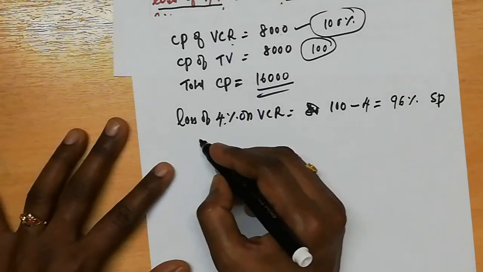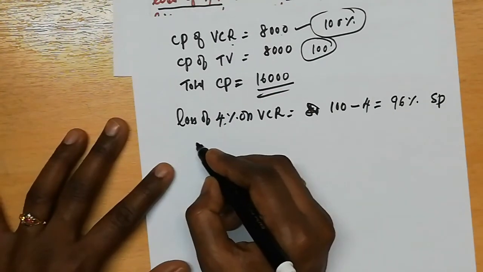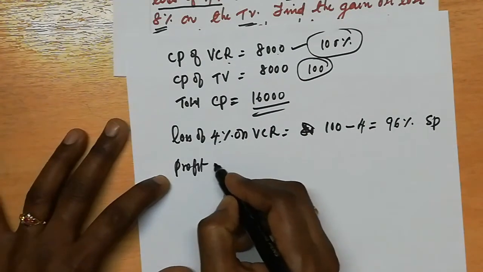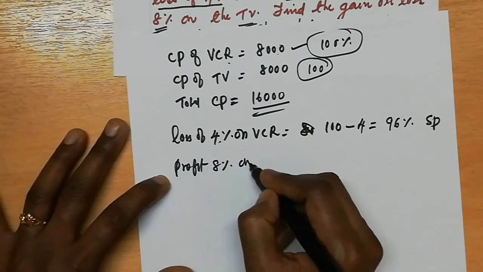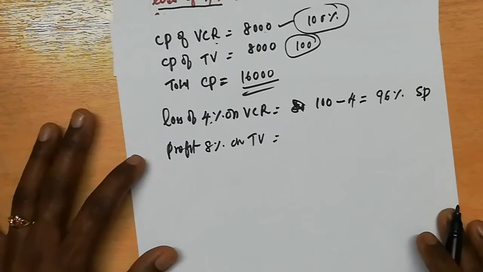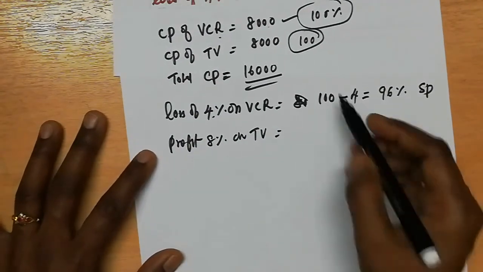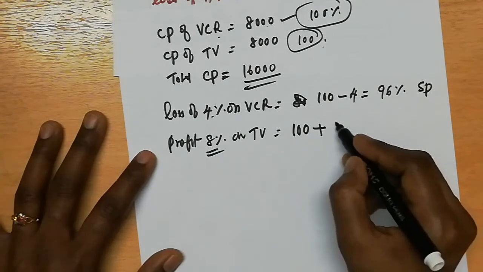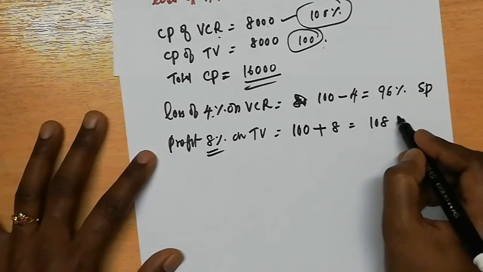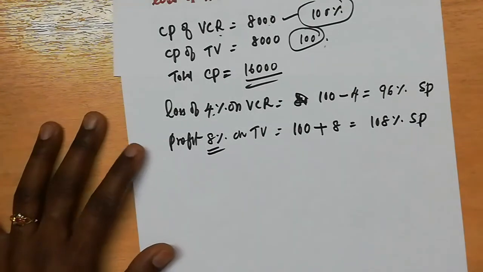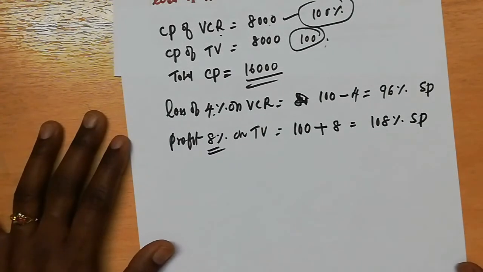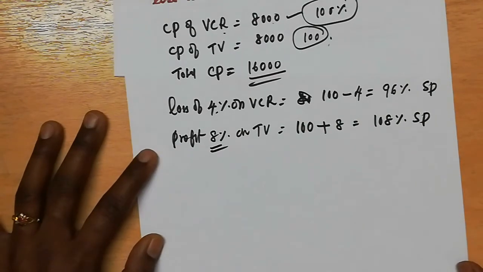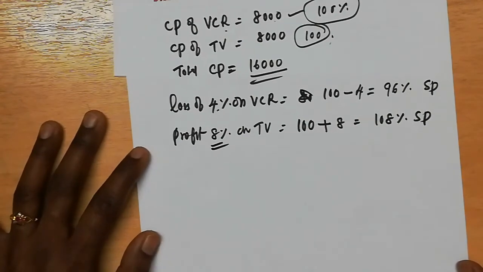Now what about the TV? TV profit has happened. How much profit? That is 8% on TV. Profit means we should add. Before it was 100%. Now what will happen? Plus 8. So 108% is the selling price percentage of the TV. Okay. Now separately we have to find what? The selling price of VCR and TV.